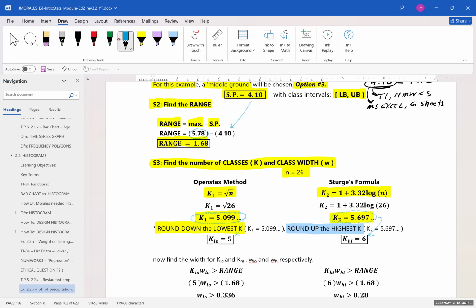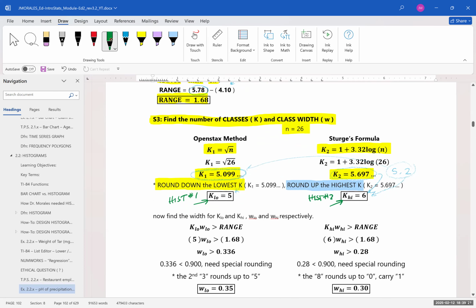Now we round this up regardless. Let's say this one came out to be 5.2. Okay, 5.2 is still larger, and we would round it up. So we'd still round it up to 6. Okay, so just to be clear, histogram 1 is going to have 5 classes, and histogram 2 is going to have 6.